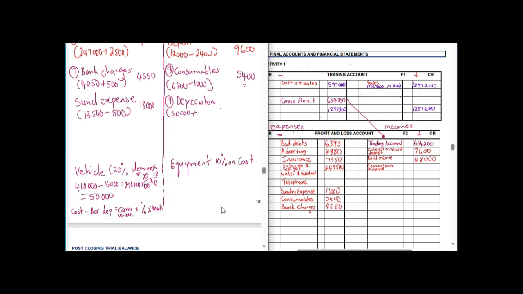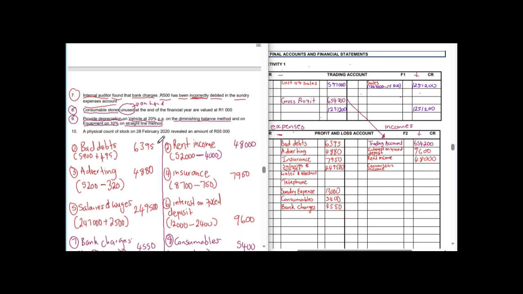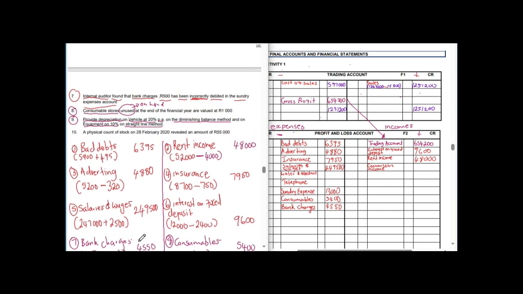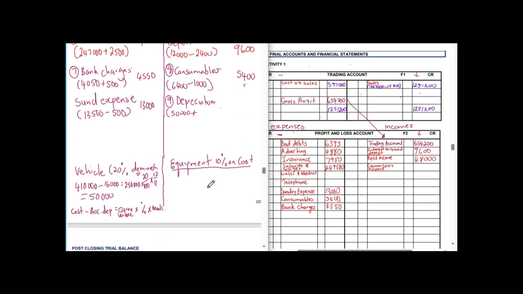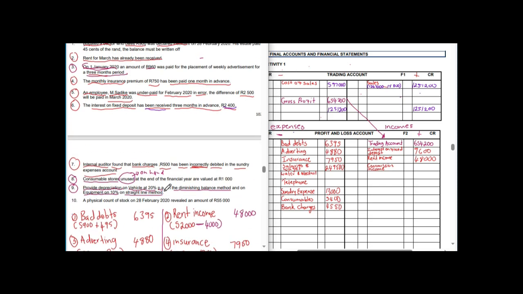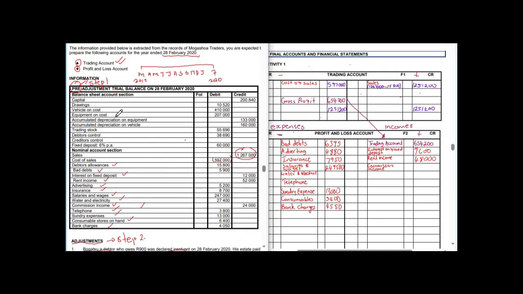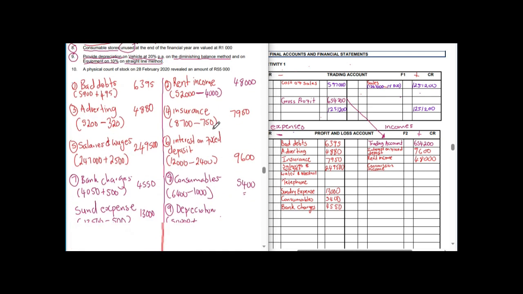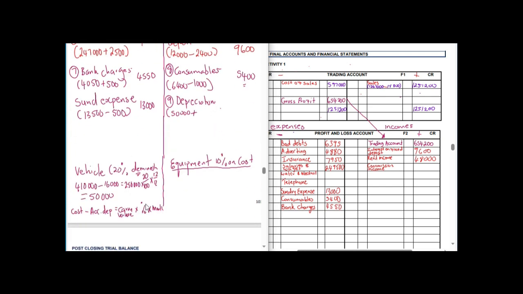So now guys, let's calculate depreciation on equipment on the straight line method, as they told us, which is on cost. This one is the easiest one. And then we can go to our pre-adjustment trial balance and find out at the beginning of the year how much equipment we are having. We are having 207,000 equipment in the business, and then it's straightforward. There is no need for us to minus accumulated depreciation, as they say it's straight line method. It's on cost.